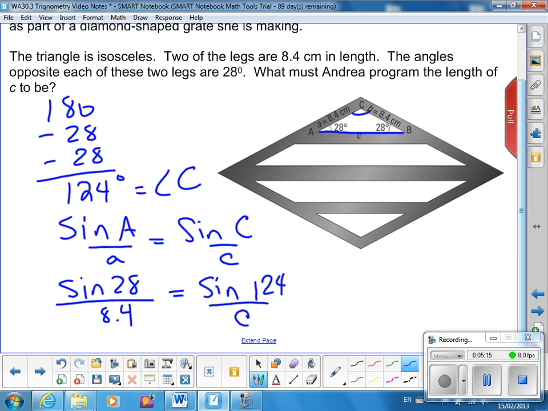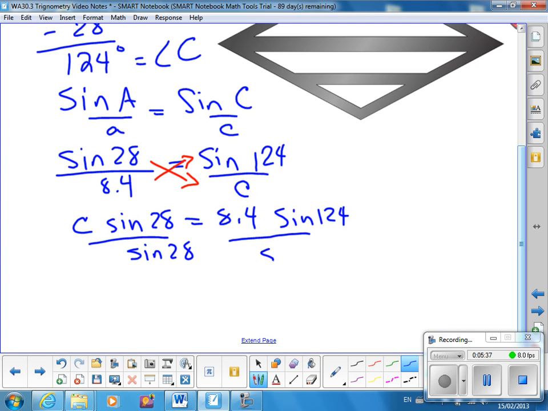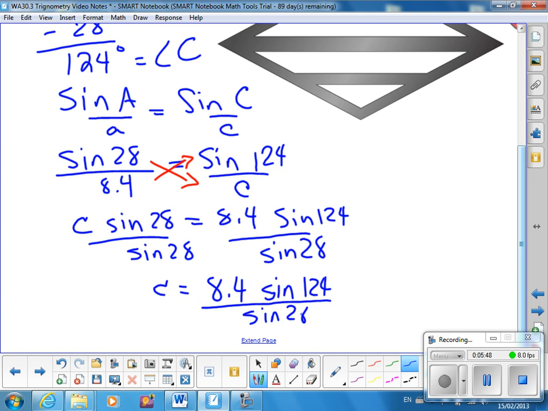So we'll rearrange this by cross multiplying. c sine 28 equals 8.4 sine 124. Divide by sine 28. And you would put into your calculator 8.4 times sine 124 divided by sine 28. And the answer should be c is 14.8 centimeters.